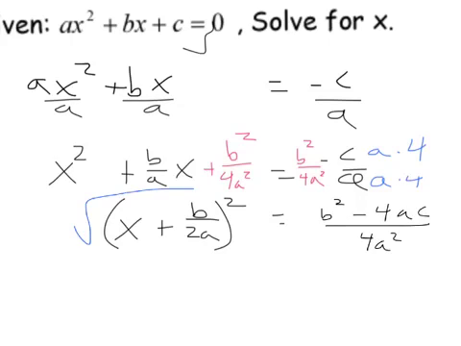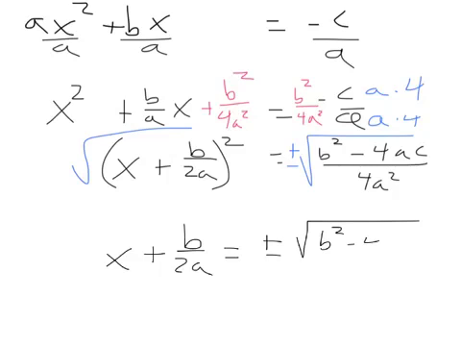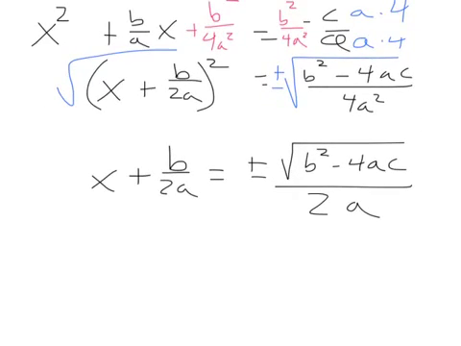Alright, well now I'm going to take the square root of both sides. Don't forget my plus and minus in front of the number here. And this leaves me with x plus b over 2a equals plus or minus square root of b squared minus 4ac. And on the bottom we took the square root too, but what's the square root of 4? Well, it's 2, and the square root of a squared is a. So we have one final step.